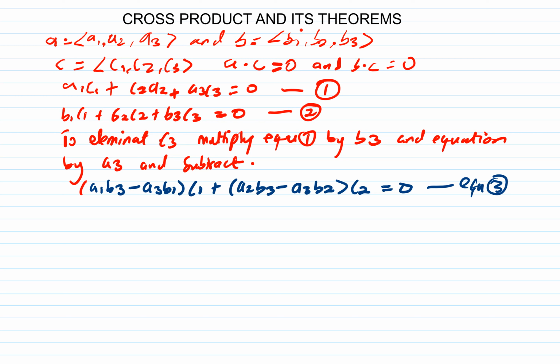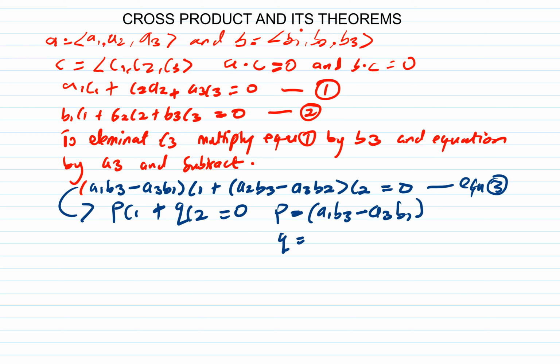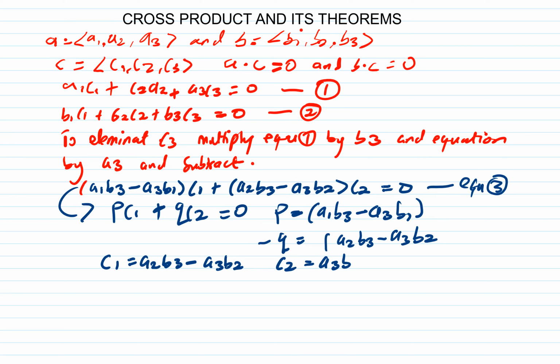Now, this one is in the form of p c1 plus q c2, which is equal to 0. So we have p representing a1 b3 minus a3 b1, and q here is negative, which is the a2 b3 minus a3 b2, right? When we are done with that, we just have to substitute them. So with that, we have c1 being equal to a2 b3 minus a3 b2, right? Substituting into equation 1 and equation 2, we then get c3 to be a1 b2 minus a2 b1.